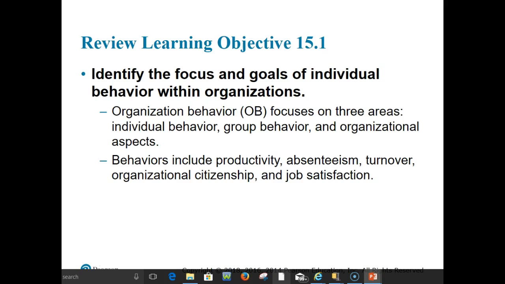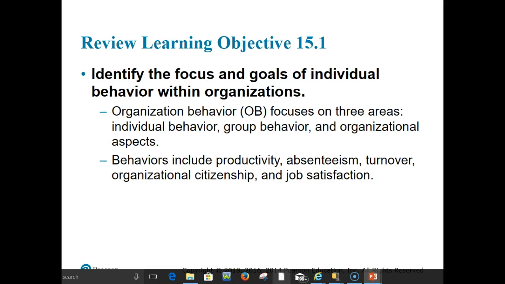Employee productivity is a performance measure of both efficiency and effectiveness. Absenteeism is the failure to report to work. Turnover is the voluntary and involuntary permanent withdrawal from an organization. Also remember that organizational citizenship behavior is discretionary behavior that's not part of an employee's formal job requirement, but it promotes the effective functioning of an organization.